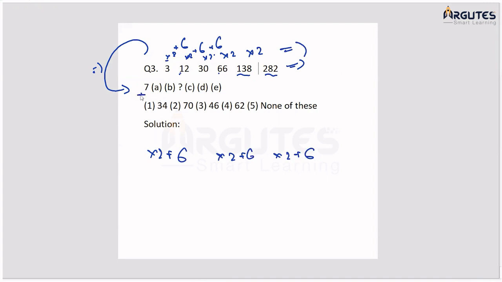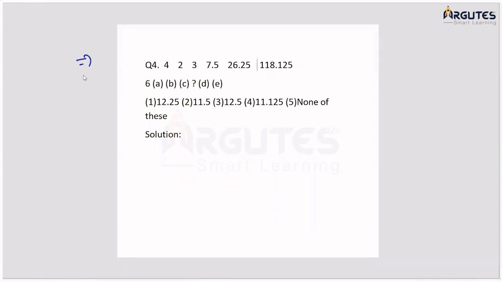So here we will start with 7. So 7 into 2, 14 plus 6, 20. So A will be 20. Then 20 into 2, 40 plus 6, 46. So B will be 46. Now we have to find what is B. So here B is 46. So option 3 will be our correct option. Now we will look at another question. The question is 4, 2, 3, 7.5, 26.25, 118.125. Now again we will find the logic here, and we will apply that logic starting with the number 6.